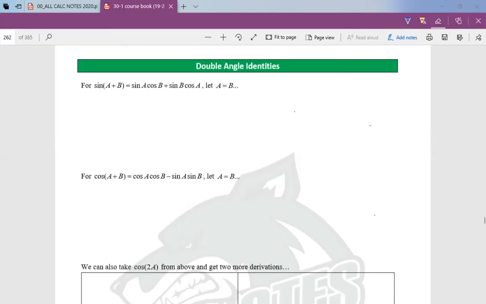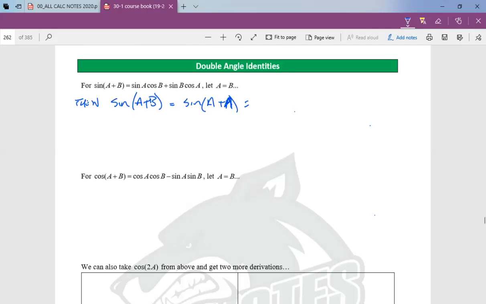It starts off by saying for sine of A plus B, the rule is that's equal to sine A cos B plus sine B cos A. What happens if we let A equal B? If we let A equal B, then sine of A plus B is actually equal to sine of A plus A.